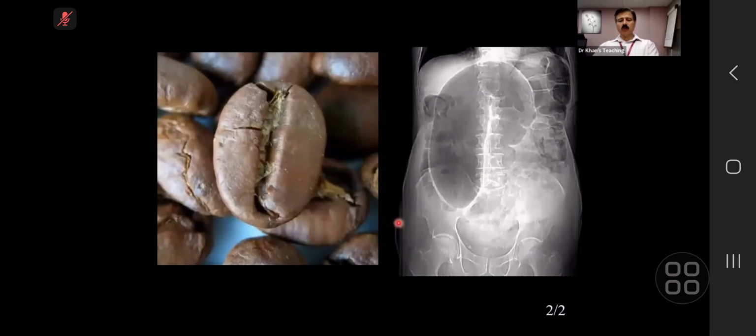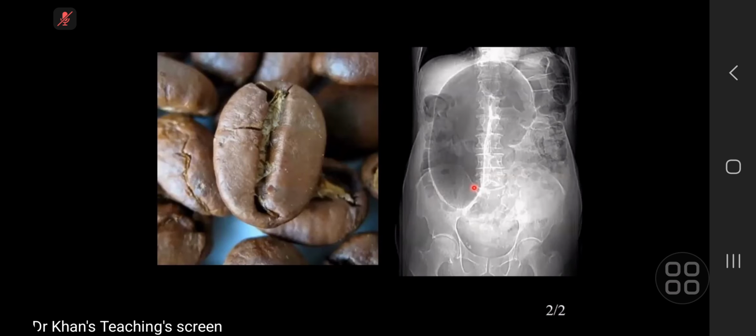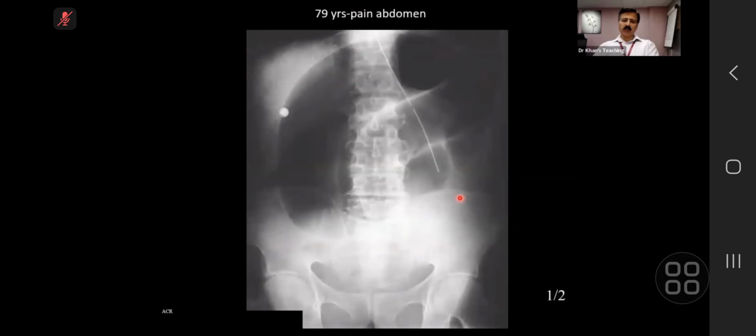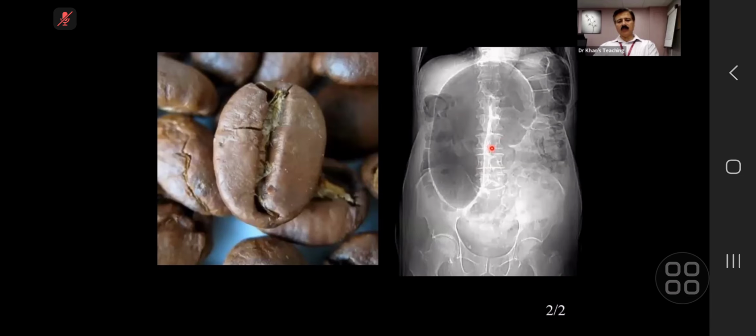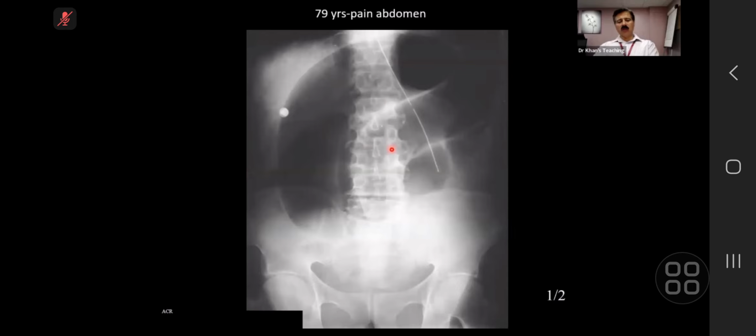So this is what we call the coffee bean sign, where you can see this volvulus of the sigmoid. Actually, this is an old film, but it gives you the concept in a much better way. What happens in sigmoid volvulus is that there is an inverted U appearance, and this coffee bean sign might not be visible in each and every case, so you have to see the concept.